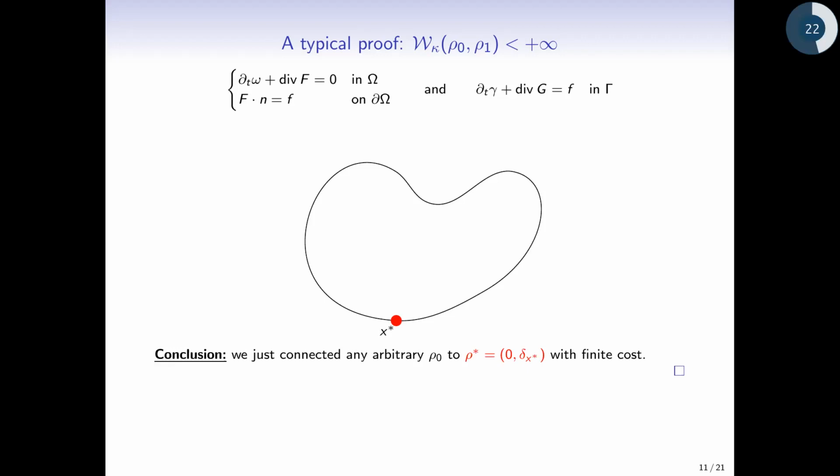And as a conclusion, what I just did is I started from an arbitrary rho zero and I connected it for a finite cost to the probability measure rho star, which is 0 in the city and 1 at x star for the red cars. So by symmetry, if I can connect any rho 0 to this rho star, I can connect rho star to rho 1 and therefore rho 0 to rho 1 with a finite cost. And this is all I need, okay?